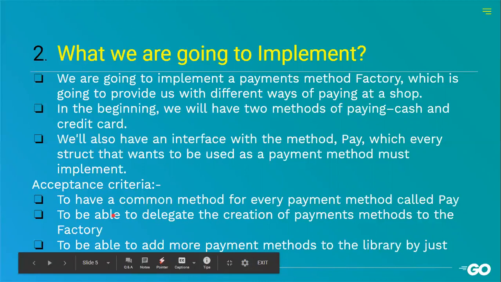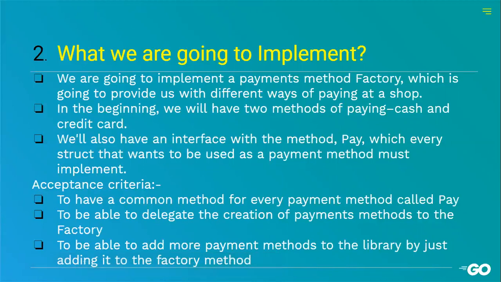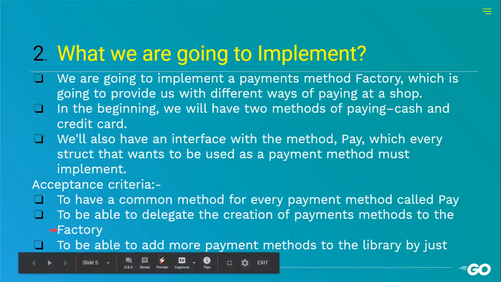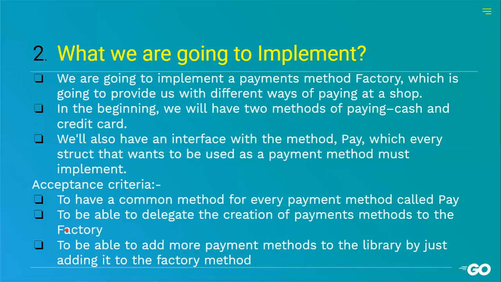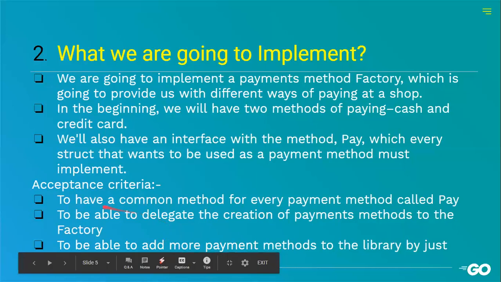To be able to delegate the creation of the payment method to the factory. Whatever the creation of the payment method is, it should all be dependent upon the factory, not the user. The user will just pass the requirement and get the instance of that requirement from the interface, and he can easily use the method signature defined inside the interface as the functionality of that instance, right? Also, to be able to add more payment methods to the library just by having the instance of it.